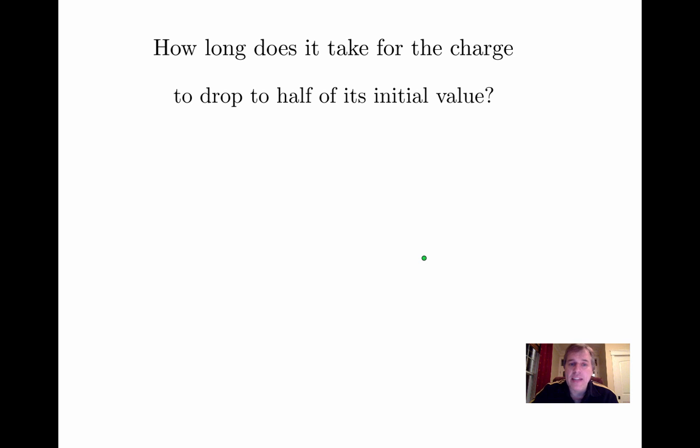So what's the statement that we're trying to solve? What's the equation? What we're trying to find is a time. So we're looking for a time such that the charge is equal to half of the initial value.